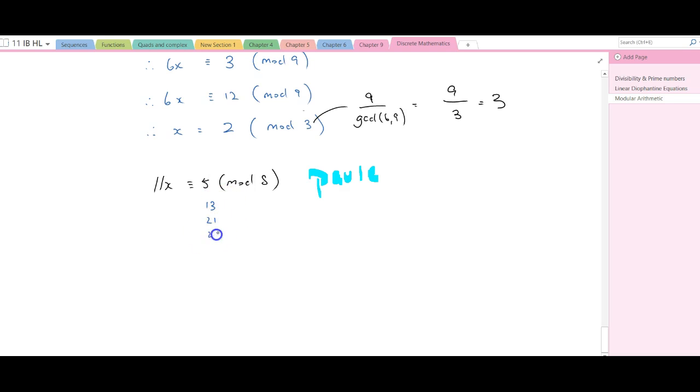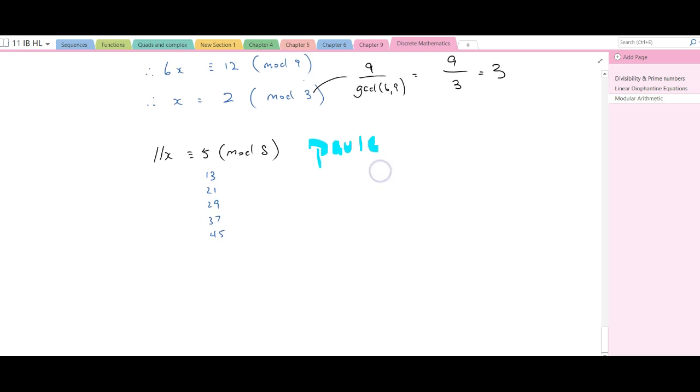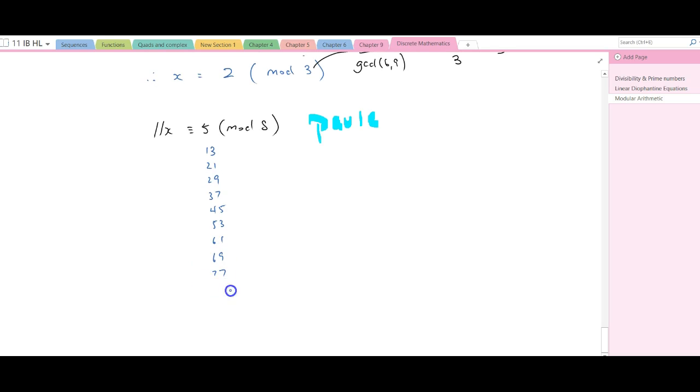I'm still adding 8. 29 divided by 11. 37 divided by 11. 45 divided by 11. I'm still not there. I'm going to keep adding 8 to 53, to 61, to 69, keep adding 8 to 77. I'm there now. I'm at 77. So 11x is congruent to 77 in mod 8.